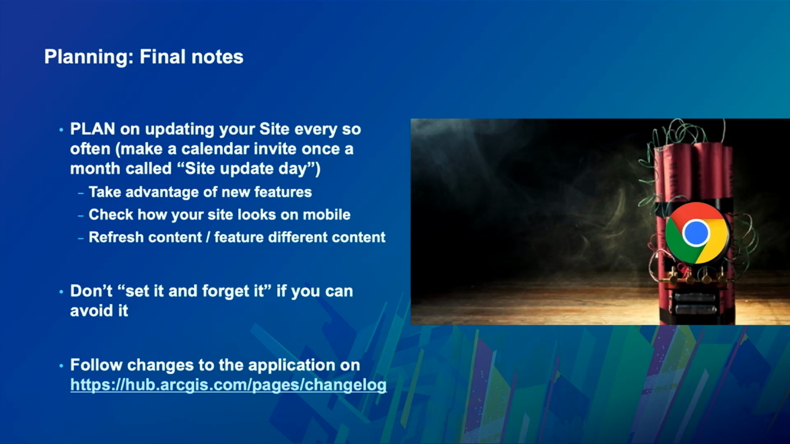So after you're already up and running, I would put a recurring calendar invite with you and the other people that work on the sites, every quarter, month, whatever it needs to be, and just call it site update day. Get together, decide, make some changes, feature some different data, make sure everything's fresh. You can set it and forget it, but it's not a great idea. You also want to follow our changelog in Online, and there's obviously the equivalent in Enterprise. We usually ship to production on Tuesdays, so you get features every week, and the app will progressively get better.